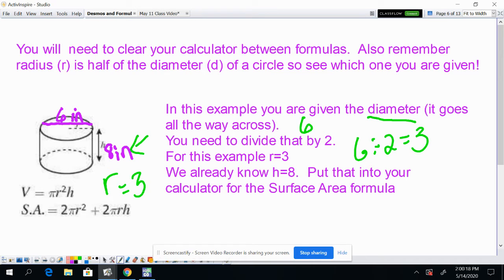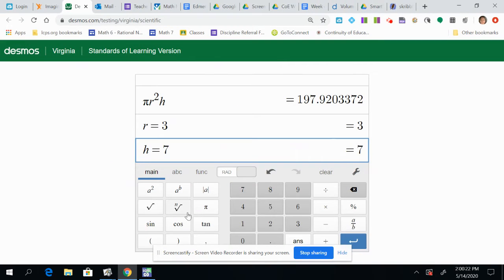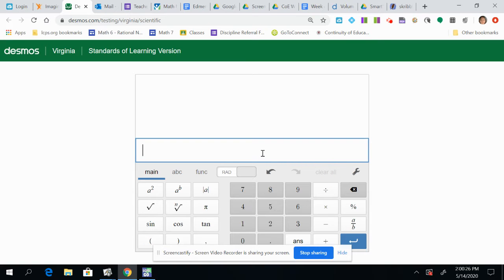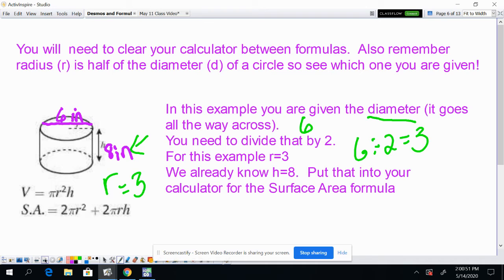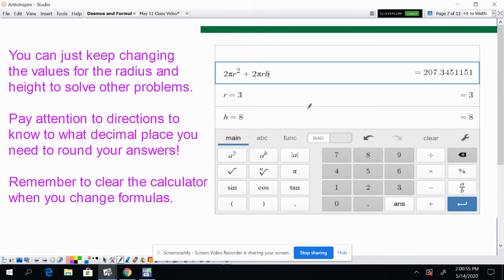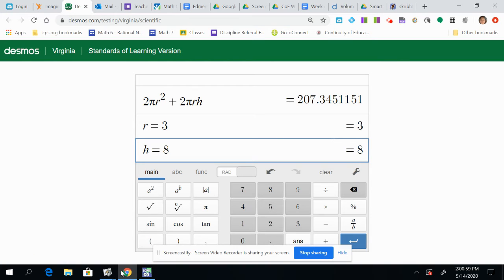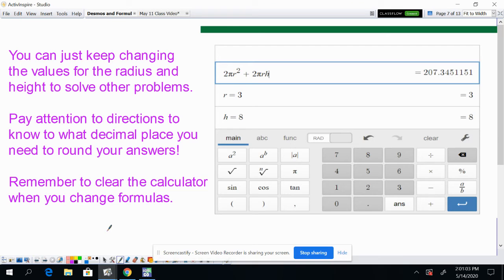So put that into your calculator for the surface area formula. Remember, I'm going to clear all that out. Okay, surface area is 2 pi R squared plus 2 pi RH. Hit enter. Let's say R equals 3, enter, H equals 8. And there's my answer. You can just keep changing the values of the radius and height to solve other problems for surface area of a cylinder. Pay attention to the directions to know what decimal place you need to round your answers. And remember to clear the calculator when you change formulas.